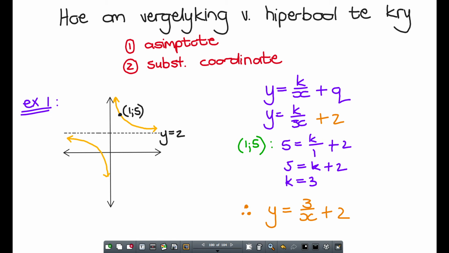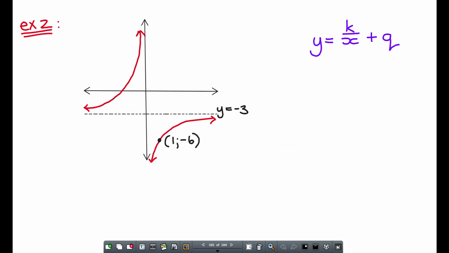Okay, kan ek skip? Goed, kyk gou-gou voorbeeld 2. Again, we're going to use exactly the same steps. I start by using the general equation of y is equal to k over x and then plus q. Step 1 is, I'm going to substitute in that asymptote of mine.